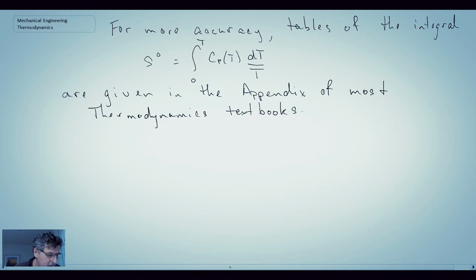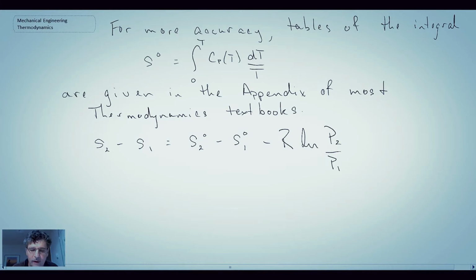So the way that you would evaluate that, if you were looking to evaluate the change in entropy between two states, so that would be the equation that you would be using. And that is how you could evaluate an exact form of change in entropy. Okay, so that is how we can treat entropy change in ideal gases.